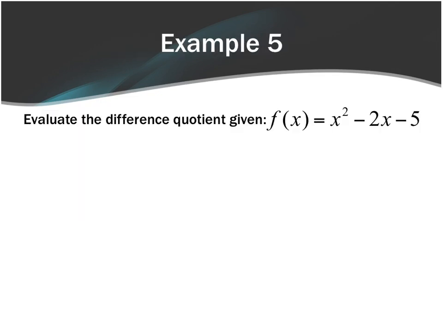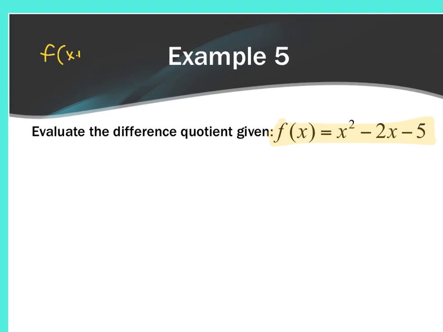Your notes change at this point, so disregard that next slide. It's different. You can erase or cross out the first find, because we're not going to break it apart on different slides. We're going to do it all together. The instructions say evaluate the difference quotient given that f of x equals x squared minus 2x minus 5. This whole thing is your f of x. We need to find f of x plus h, then subtract from it f of x, then put it all over h.